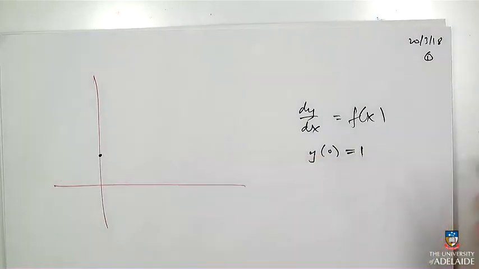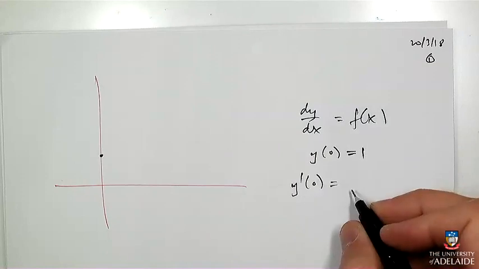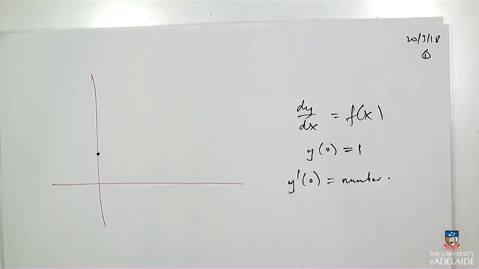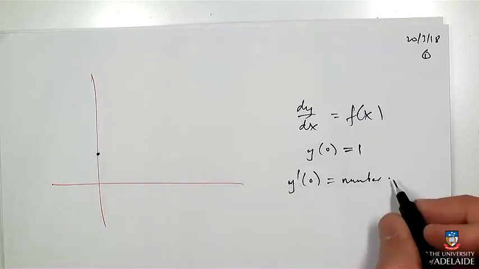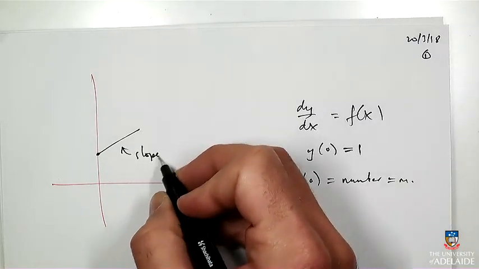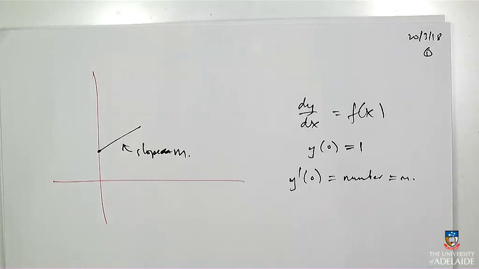Let's just say y dash at 0 is some number, I don't know what the number is. Okay, let's call it m. Let's draw this, it has slope m. Now that is not likely to be the answer, is it? Because the answer is not necessarily going to be linear.